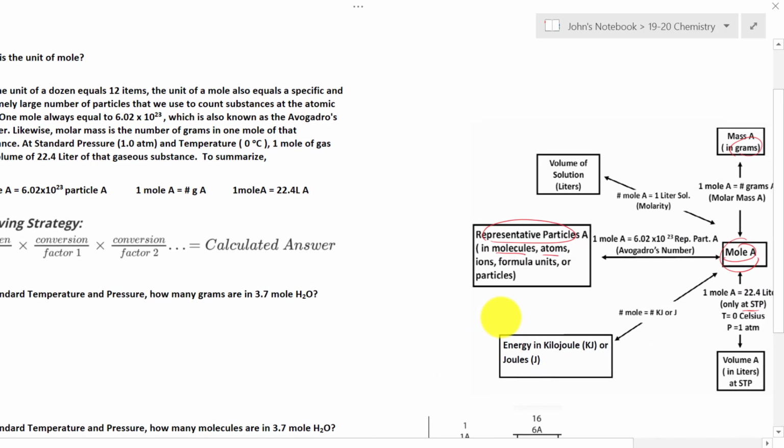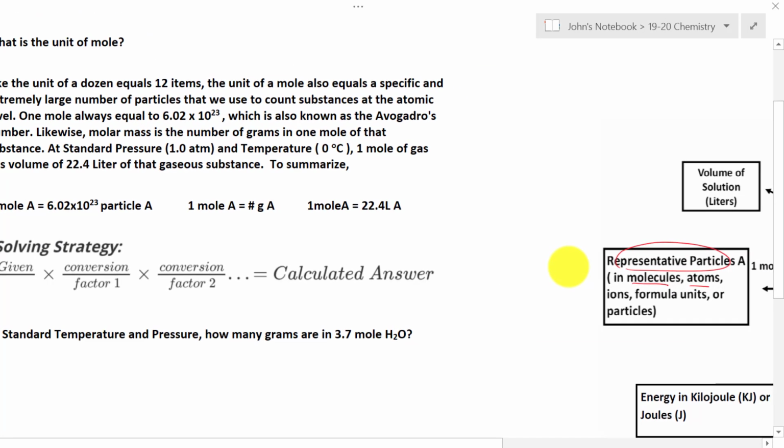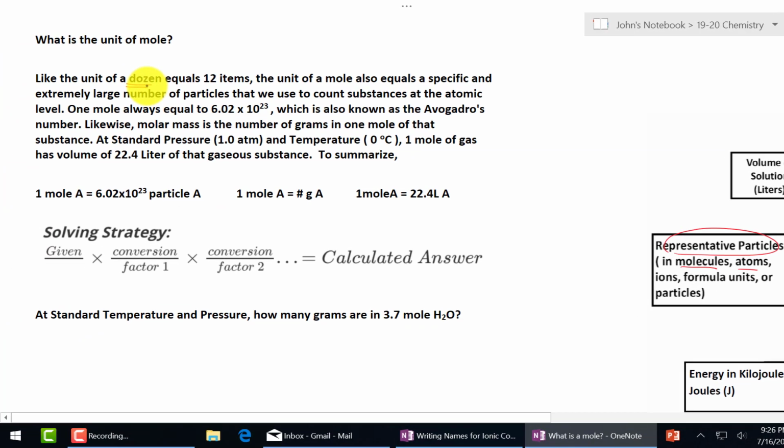Now let's define what a unit mole is. Think of the unit dozen, okay? When you think of the unit dozen, it's equal to 12 items. But the unit mole is also equal to a very specific number, and this number is extremely large. Why is it extremely large? Because we are trying to measure very small, very tiny particles like atoms and ions.